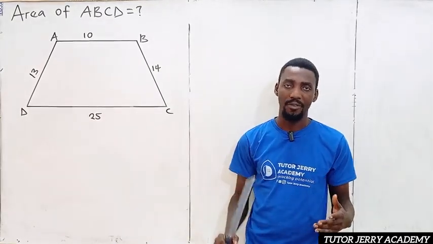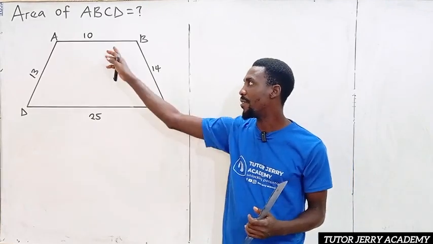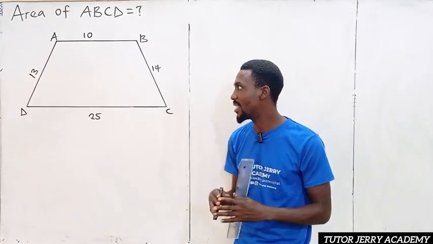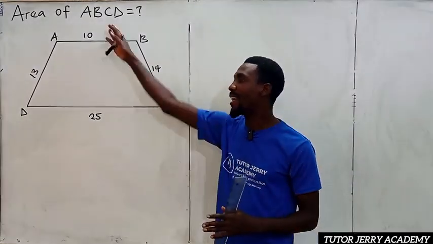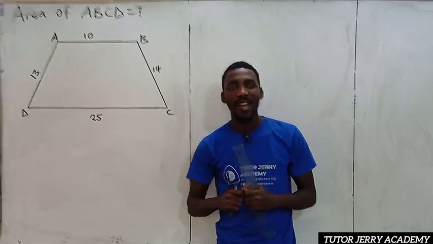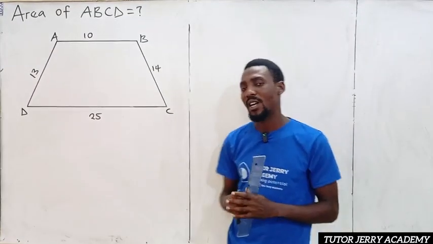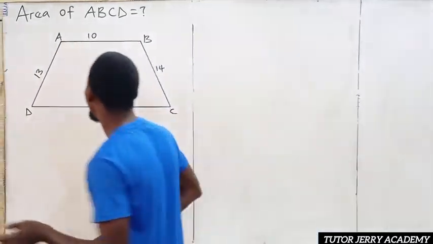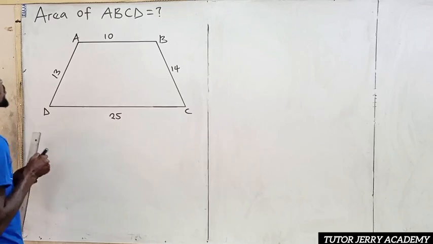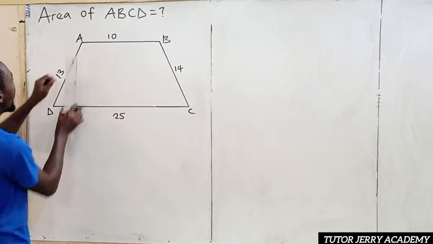is equal to half into the sum of the parallel sides multiplied by the height. But in this case, we have the parallel sides, but we don't have the height. So how do we find the height? All right, so watch as we do this. The first thing we are going to do is to bring in our height.